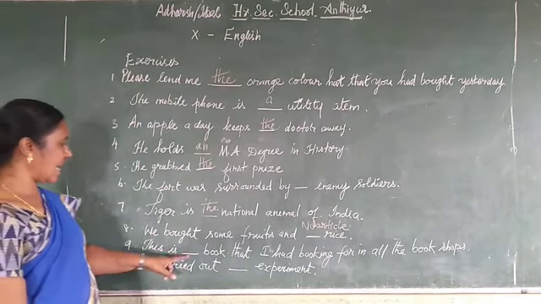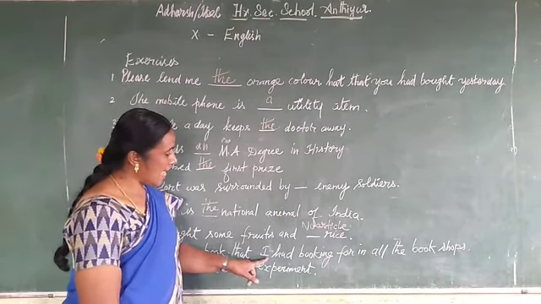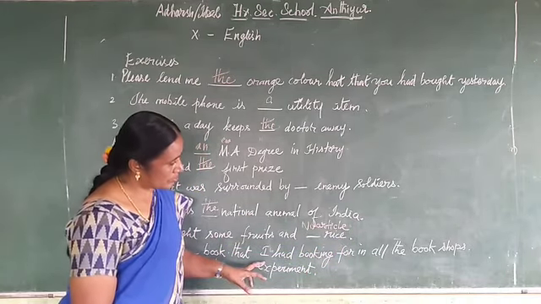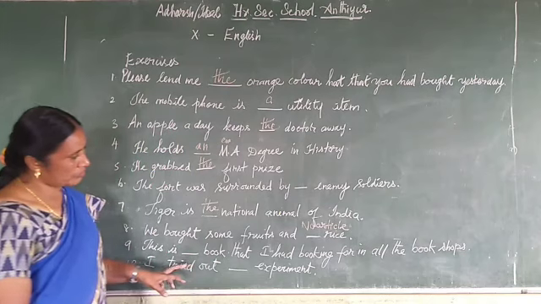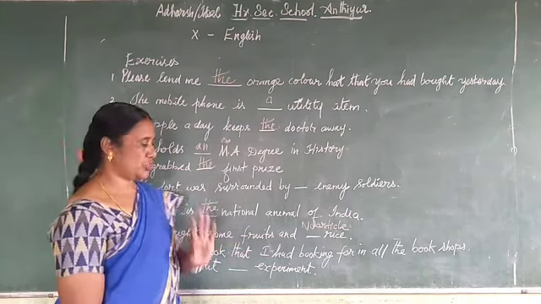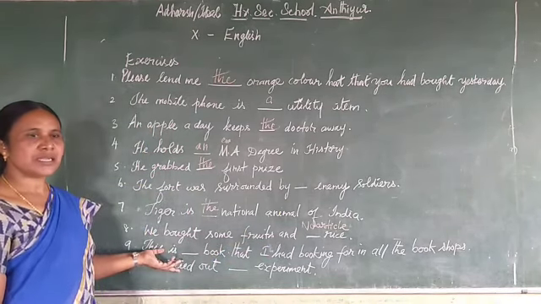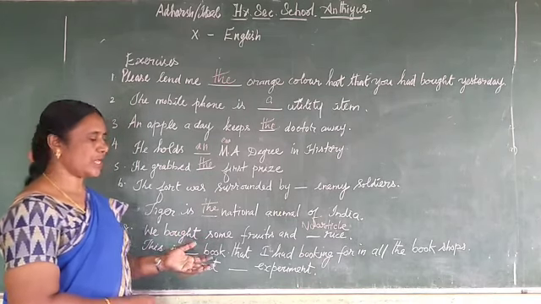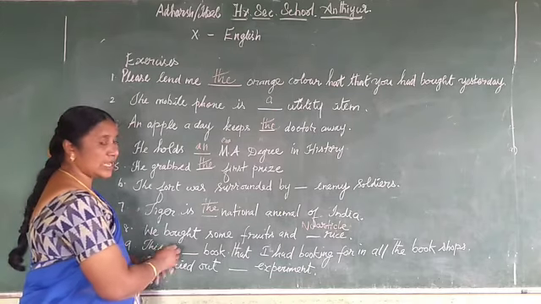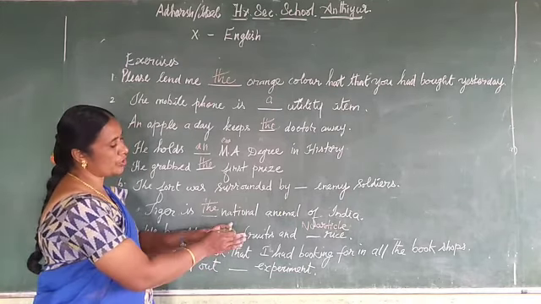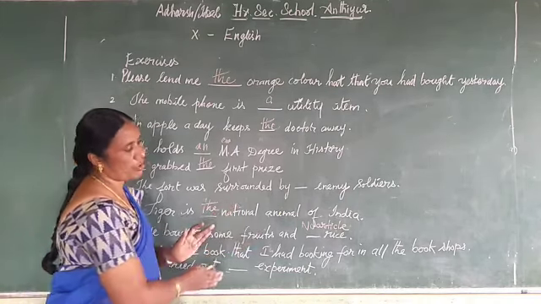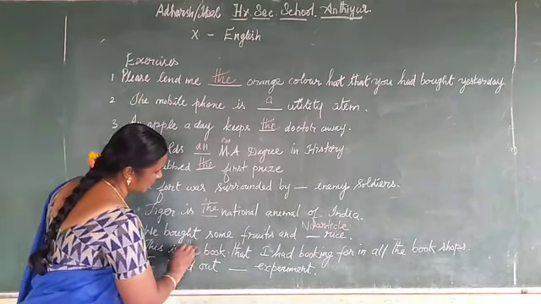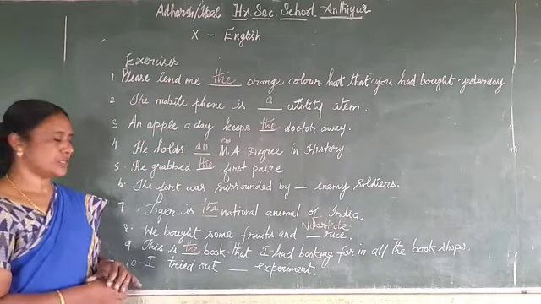Next one: This is dash book that I had been looking for in all the bookshops. Here you see that somebody is looking for a particular book. This is the book, the particular book I have been looking for in all the bookshops. So for a particular noun we should use the article the.